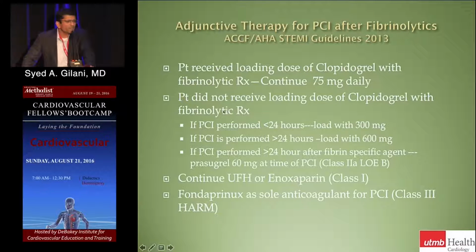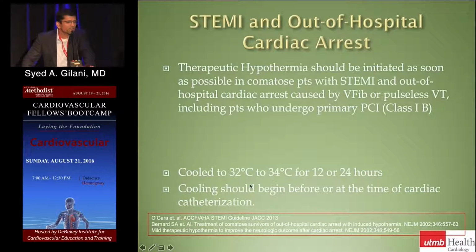Then what kind of adjunctive therapy can you use for PCI in patients who have already received fibrinolytic therapy? The data suggests that if patients have received a loading dose of clopidogrel, they should continue clopidogrel without an additional bolus. Those who have not received the clopidogrel bolus should be given a bolus at the time of the PCI, 300 milligrams if the lytic therapy was within 24 hours, 600 milligrams if the lytic therapy was more than 24 hours ago. And they should continue using unfractionated heparin or enoxaparin at the time of the PCI. Fondaparinux is not recommended as an agent.